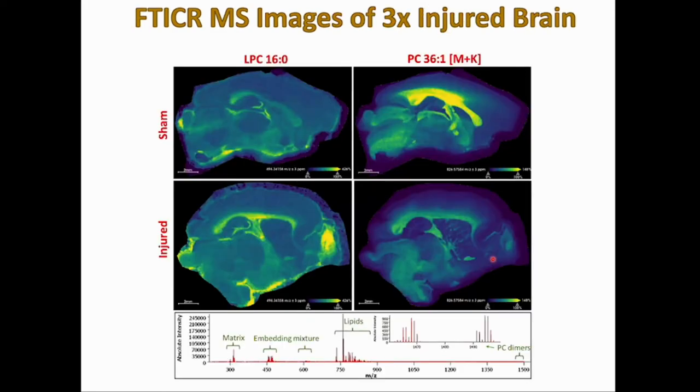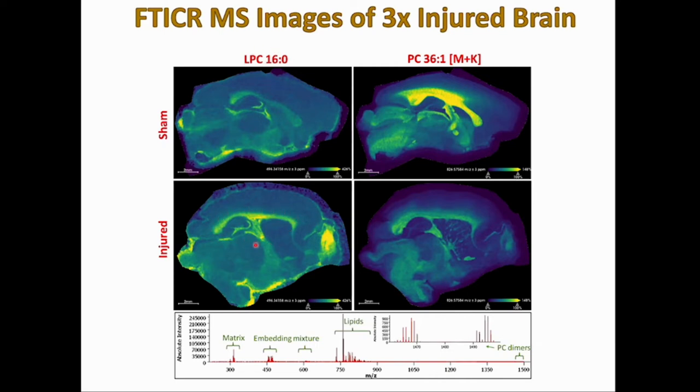So let me show you, this is not published yet, but this is something that we're working on right now. These are brain sections for a sham animal and a 3X injured animal. And this is the map for this lipid called lyso-PC 16:0. You see that in an injured animal, there are many parts of the brain that show higher abundance, particularly this one. This structure here is called the corpus callosum, a more rigid structure. And we see that there are significant changes of this lyso-PC.